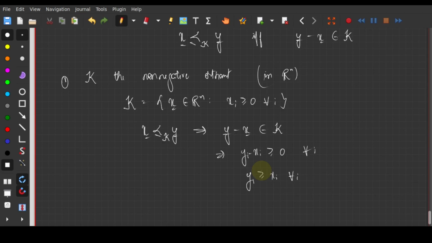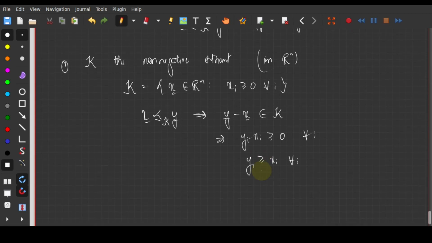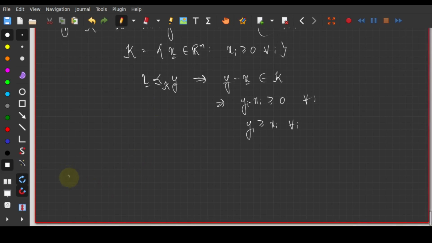Right? But that doesn't necessarily... there's no reason that I could have chosen only the non-negative orthant. I could have chosen any other cone, any other proper cone for that matter. So for example, if I take K to be, let's say in R2, the following cone.